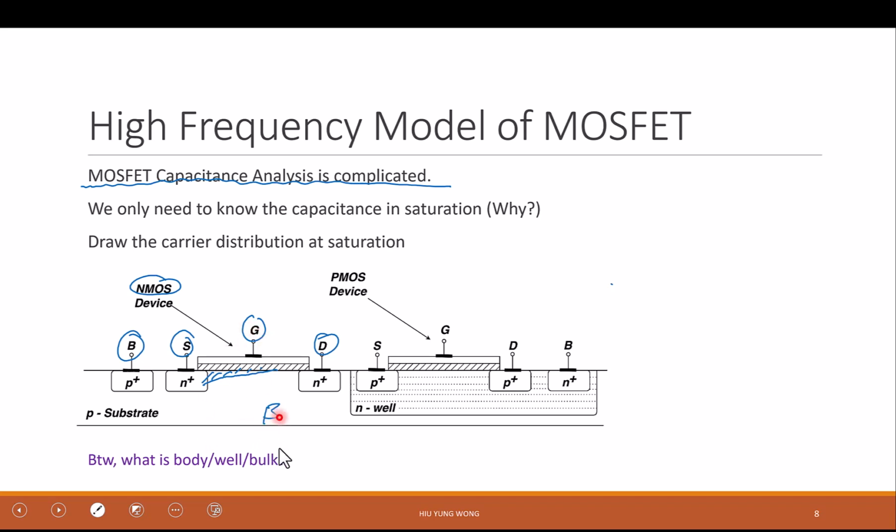Same for G to B, we don't care because it is, actually we care a little bit, but not in this class, okay? There can be some G to B. So in this class, it is small, we ignore it, okay? So what are the possible capacitors? I claim that this is one capacitor, do you agree? I call it CSB.